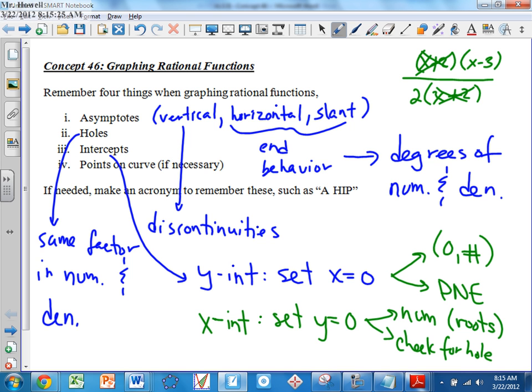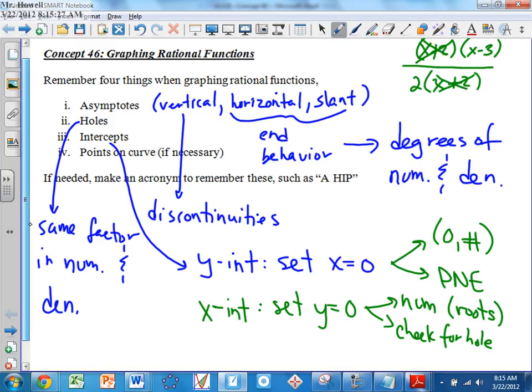Okay, again, for this kind of a problem here, if the numerator and denominator have the same factor, you're going to have a hole there.